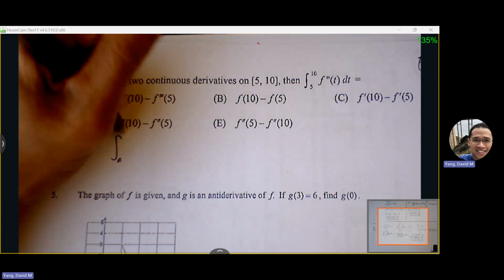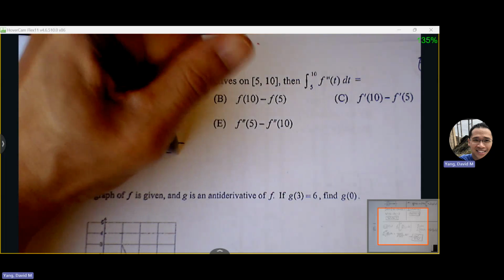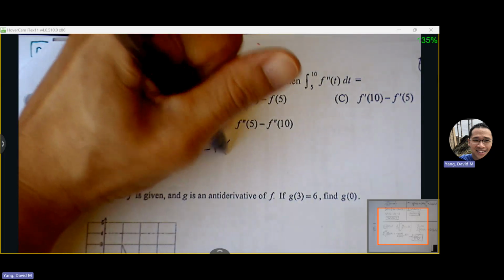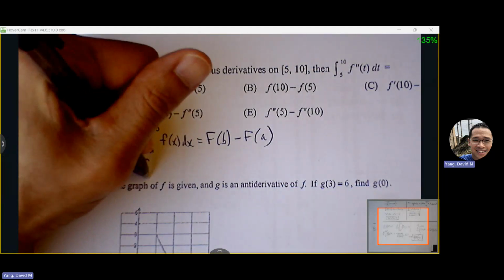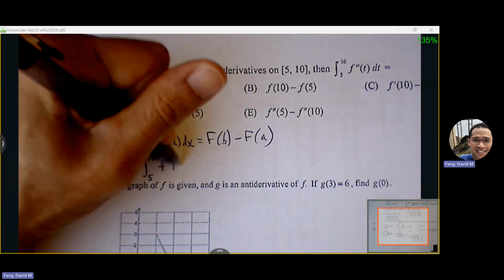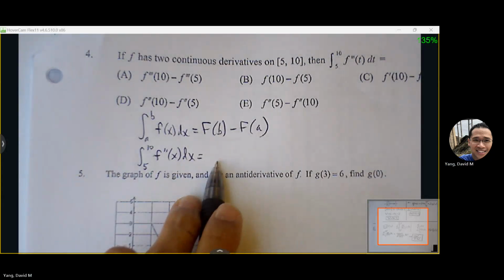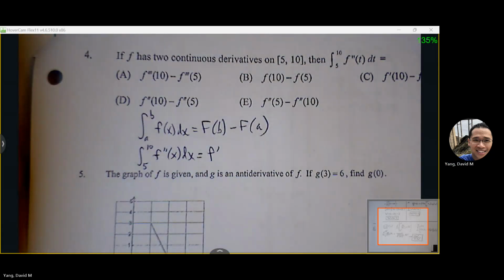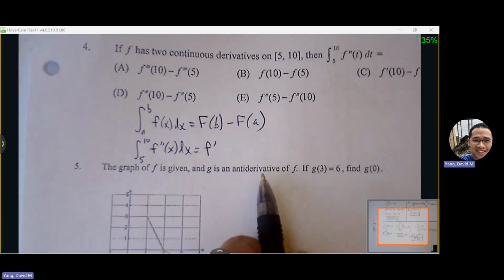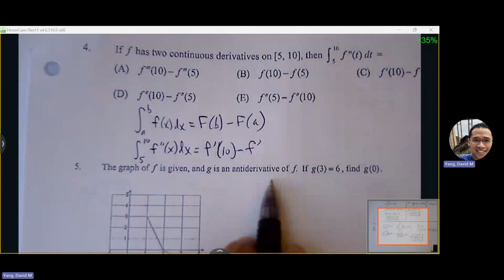We know that the integral from a to b of f of x dx is just uppercase F of b minus uppercase F of a, right? So if we adapt that for this problem, we can say the integral from 5 to 10 of f double prime is equal to F prime of b. What's our b value? 10. Minus F prime of 5.